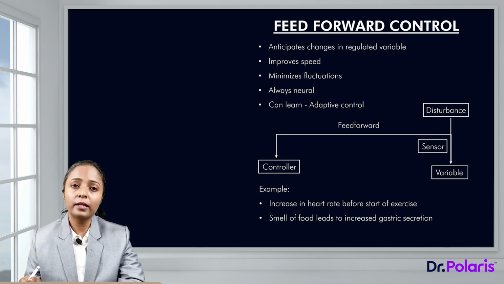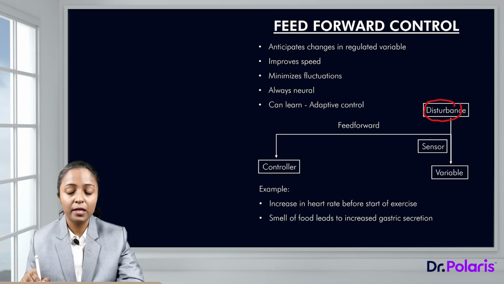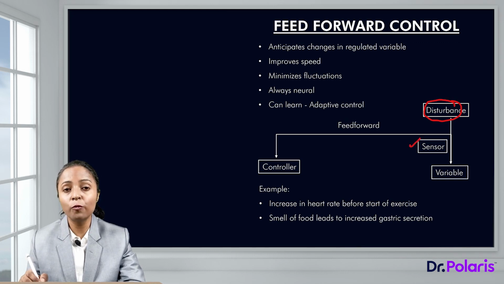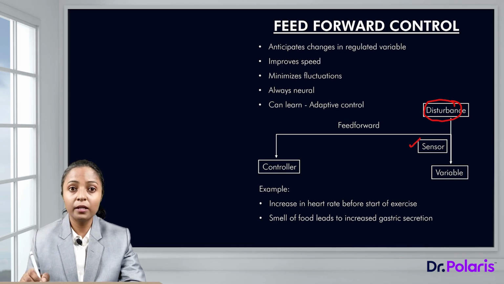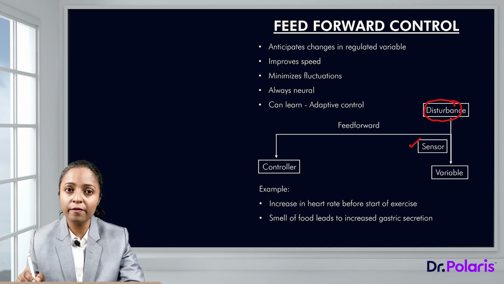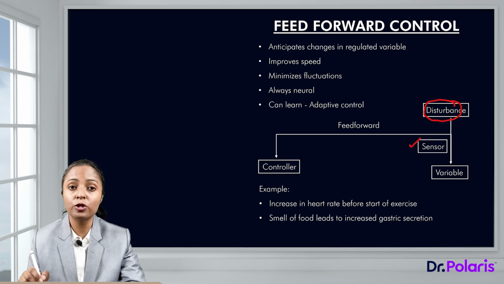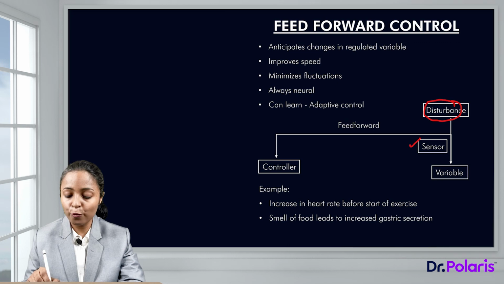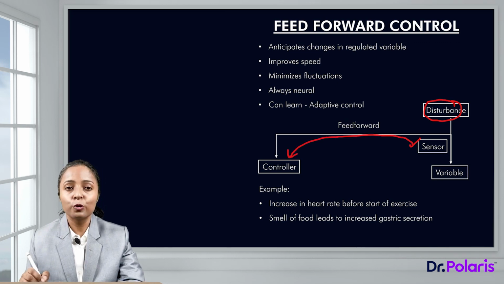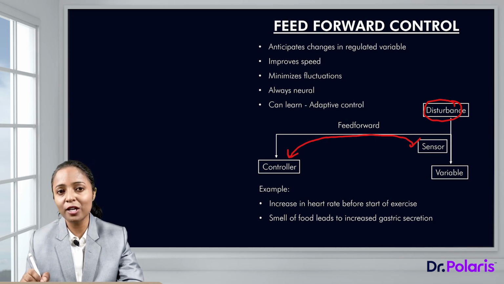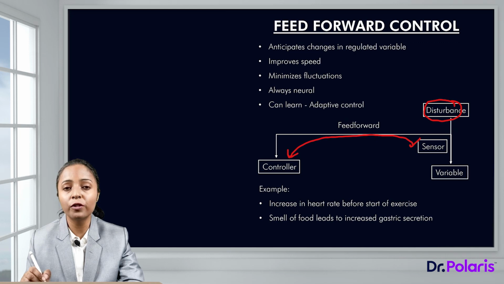In feedback, we were talking that the output is being fed back as input. In feed forward, the disturbance itself is sensed by the sensor. In feedback, it is the variable value which is being sensed by the sensor. Here, the disturbance which is going to change the value has not yet changed the value; it is going to change the value, and it is sensed by the sensor, which sends the information to the controller. So the controller can make the changes beforehand itself. So it is preventing the anticipated change in the value of the variable. So that is feed forward control system.